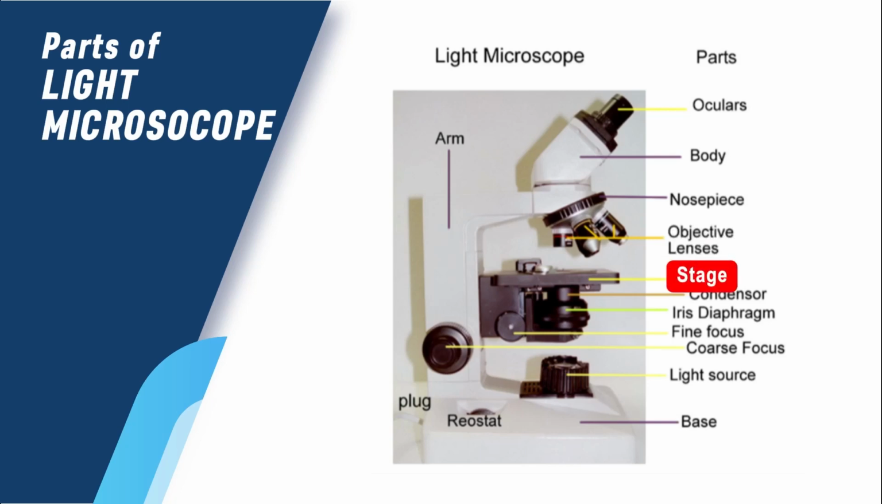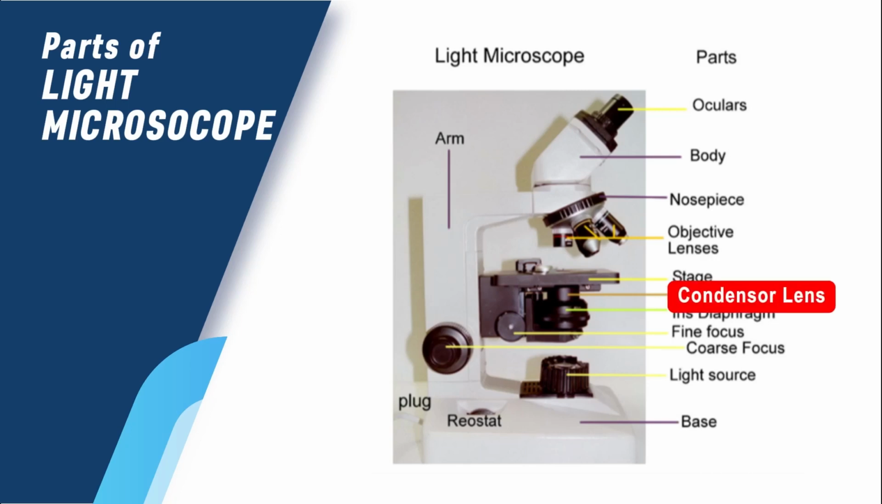Stage. The flat platform where the slide is put in place for viewing can be adjusted via the coarse and fine adjustment knobs. The stage may include clips or mechanical stages to secure the specimen in place, called stage clips, which are used to keep the slide in place. The stage can be moved vertically or horizontally to position the specimen for examination.